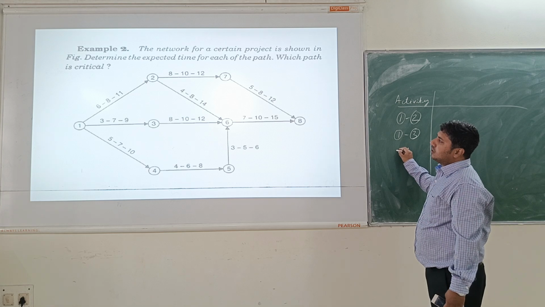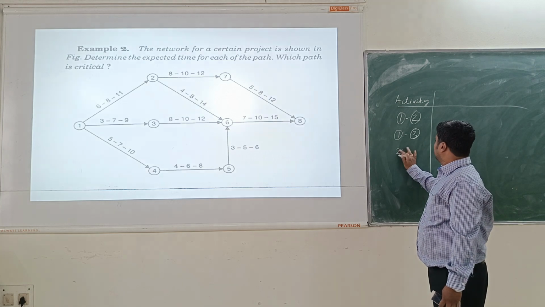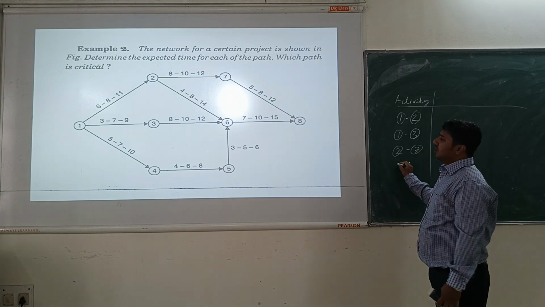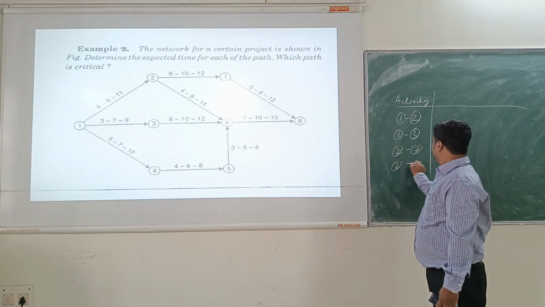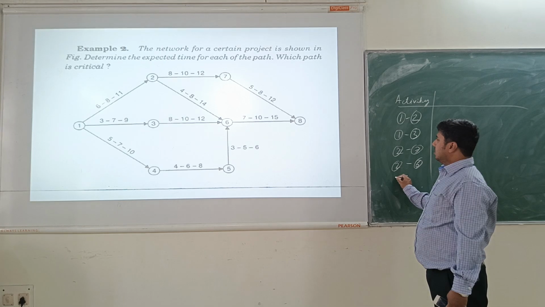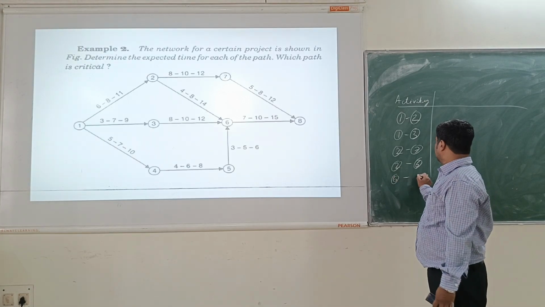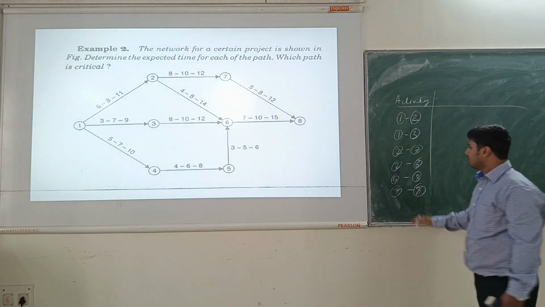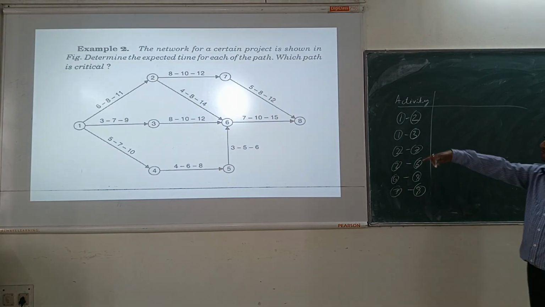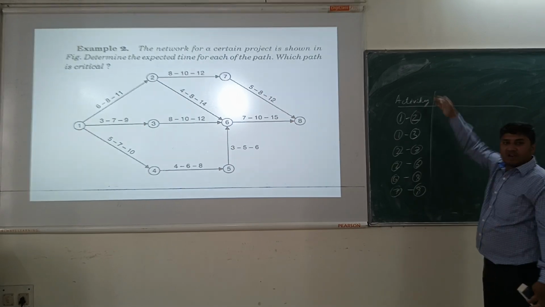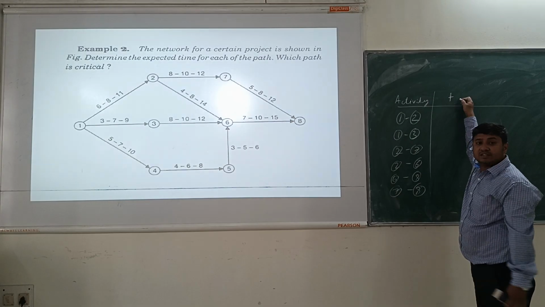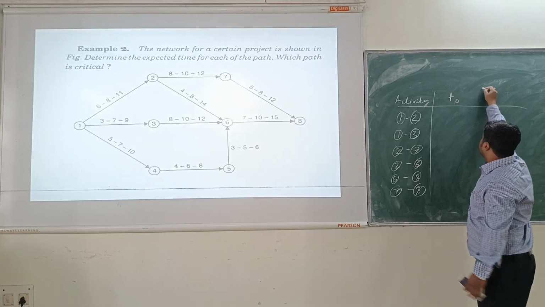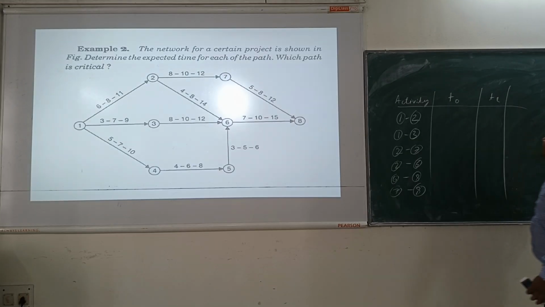1 to 2, 1 to 3, then 2 to 7, 2 to 6, 6 to 8, 7 to 8 and so on. 1 to 4, 4 to 5, 5 to 6. For every activity, you will get three time estimators: optimistic time, most likely time, and pessimistic time. Using these, what will you get? You will get the most expected time.